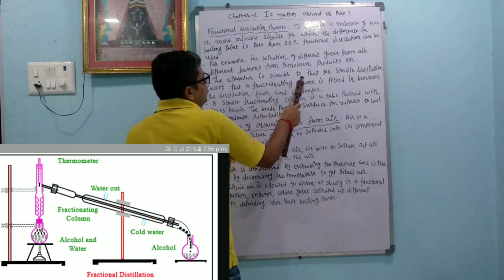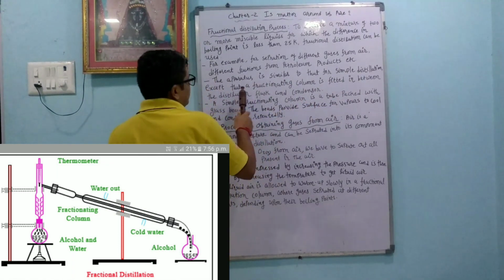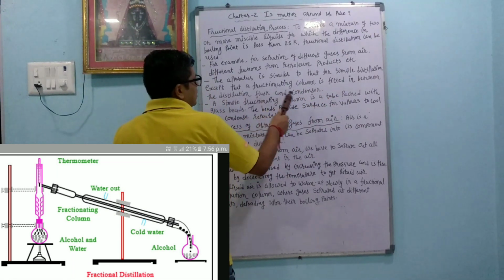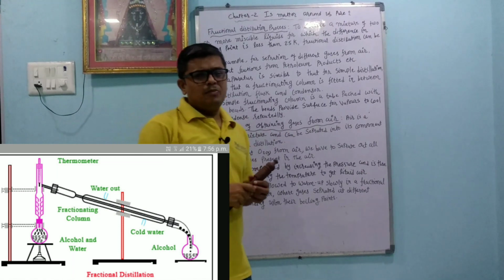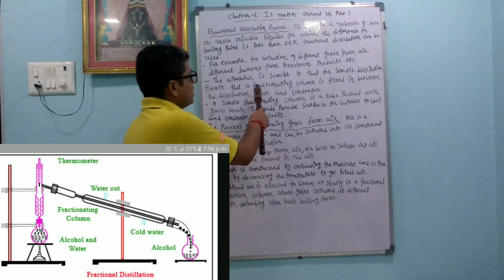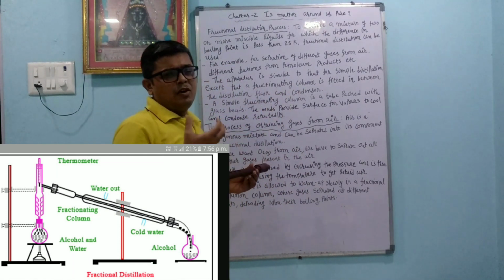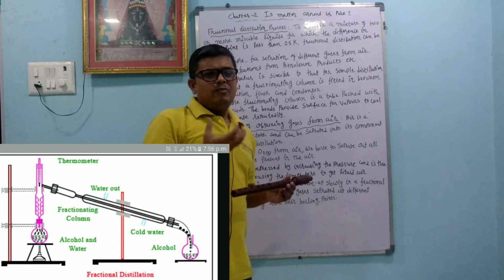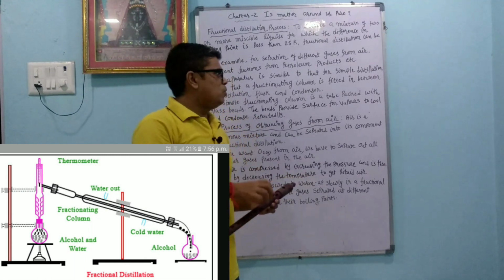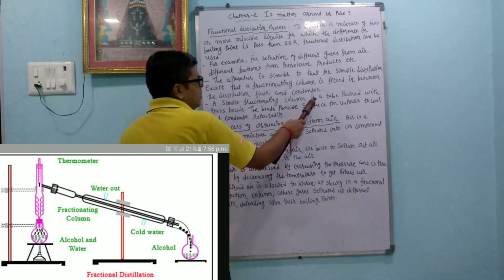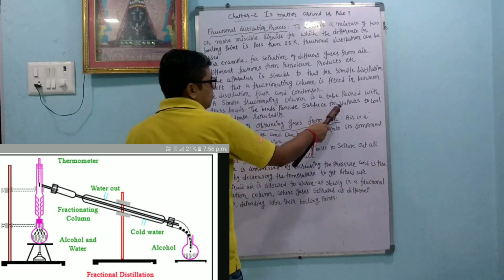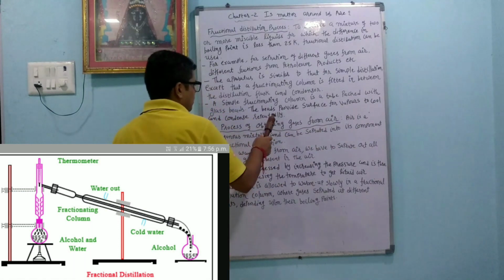The apparatus is similar to that for the simple distillation, except that a fractionating column is fitted in between the distillation flask and condenser. So everything is the same, like condenser, distillation flask, but the special thing is what? Fractionating column. And this fractionating column has special types of beads, which easily convert the gas into liquid form because its surface area is more. A simple fractionating column is a tube packed with glass beads.